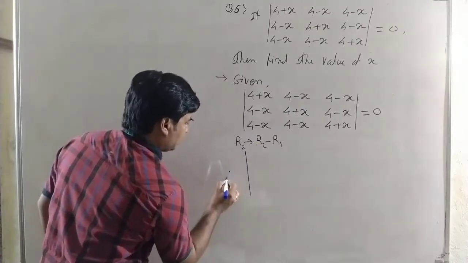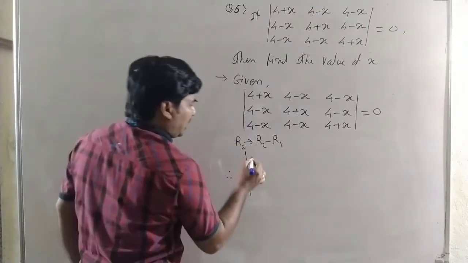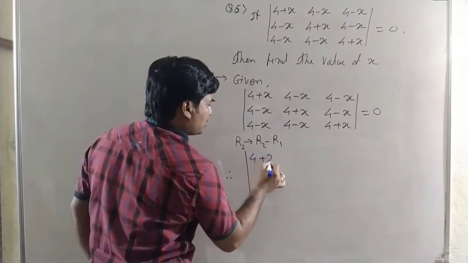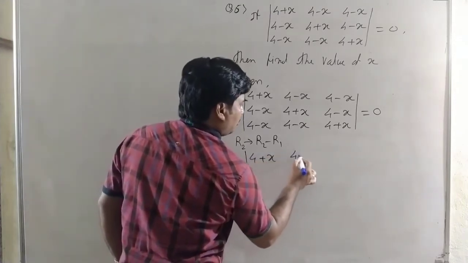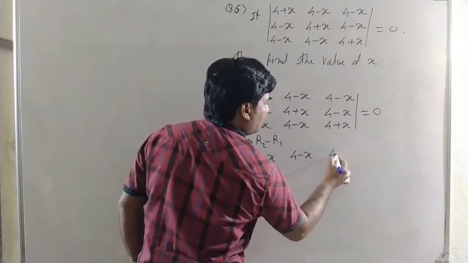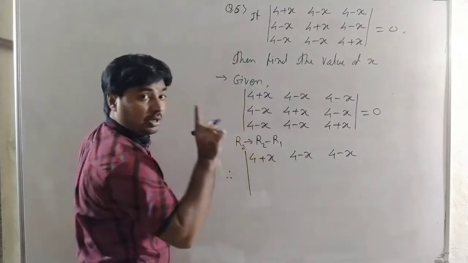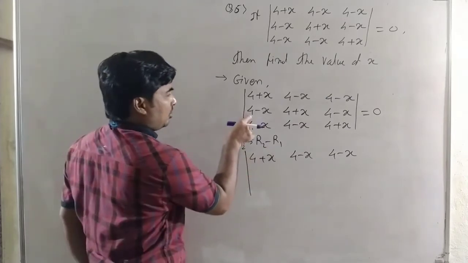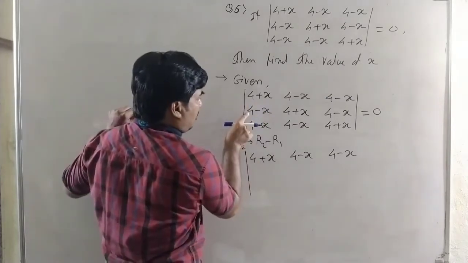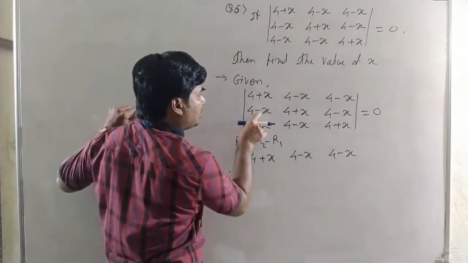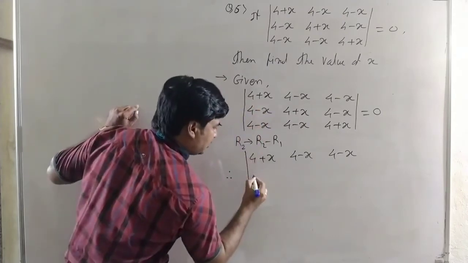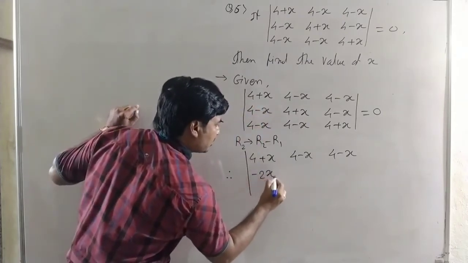Okay, here R1 as it is, that is 4 plus x, 4 minus x, and 4 minus x. Okay, here first transformation, it is R2 minus R1. So 4 minus 4 gets cancelled, but here minus x and minus x, it will be minus 2x.